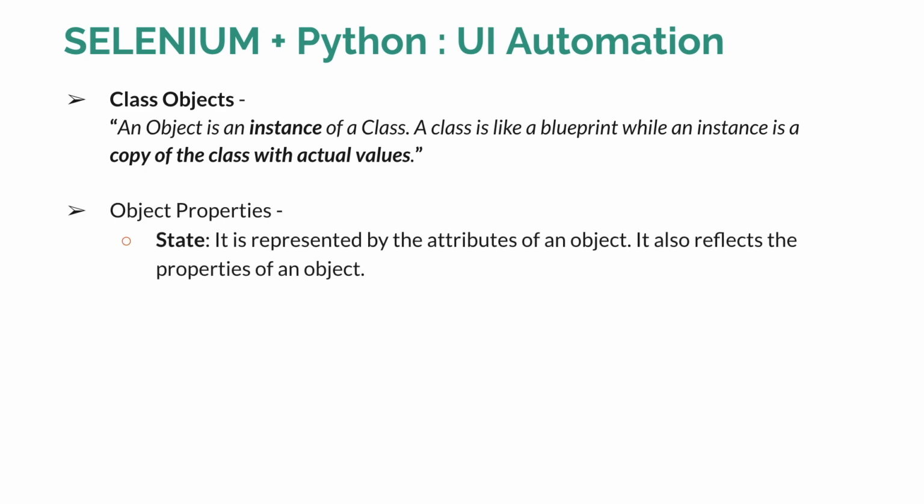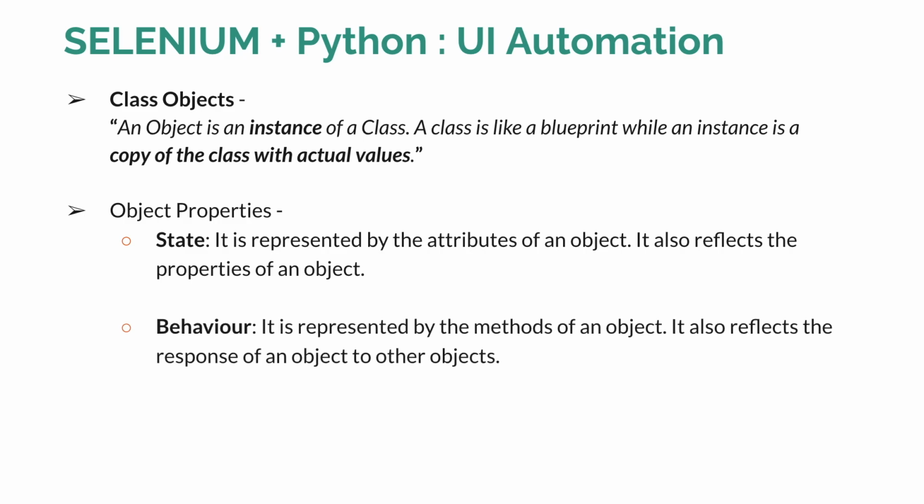The first is the state. The object is represented by the attributes of the object. It also reflects the properties of the object. Each object will have its own properties. We have seen that bike 1 had its own properties and bike 2 had its own properties. So that represents the state of the object.